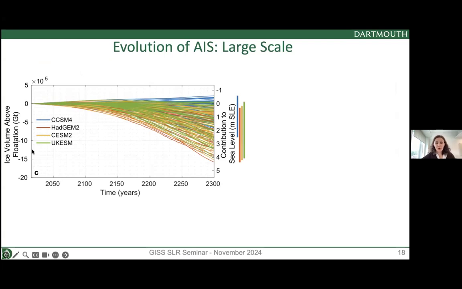Same as what we've seen before, we have here 4 different climate models. Each line here shows a combination of one ice model with one climate model forcing. And on the right, we see the range of results for each of these climate models. The simulations run with CCSM4 tend to have the least change in ice volume and the least contribution to sea level, while the other 3 tend to have relatively similar results with up to 4.5 meters of sea level change by 2300. We can also look at this the other way around.